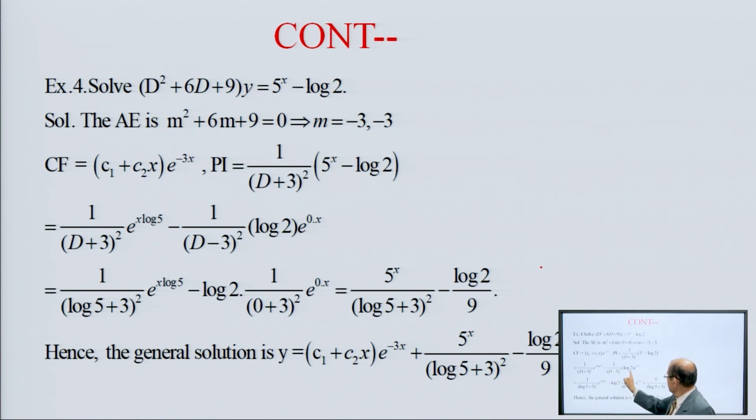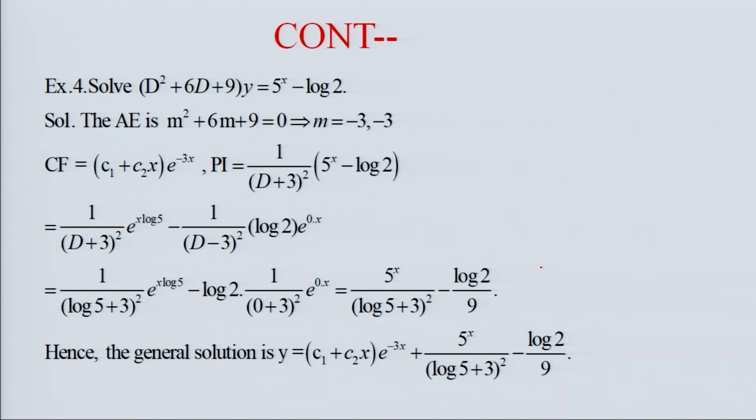Here 5^x can be written as e^(x log 5), and log 2 is a constant, so it is log 2 e^(0x), that is e^(0x) means 1. In the first term the coefficient of x is log 5, so D is replaced by log 5, and in the second D is replaced by 0. We get the solution 5^x/(log 5 + 3)² − log 2/9. Hence the general solution is the complementary function plus the particular integral.